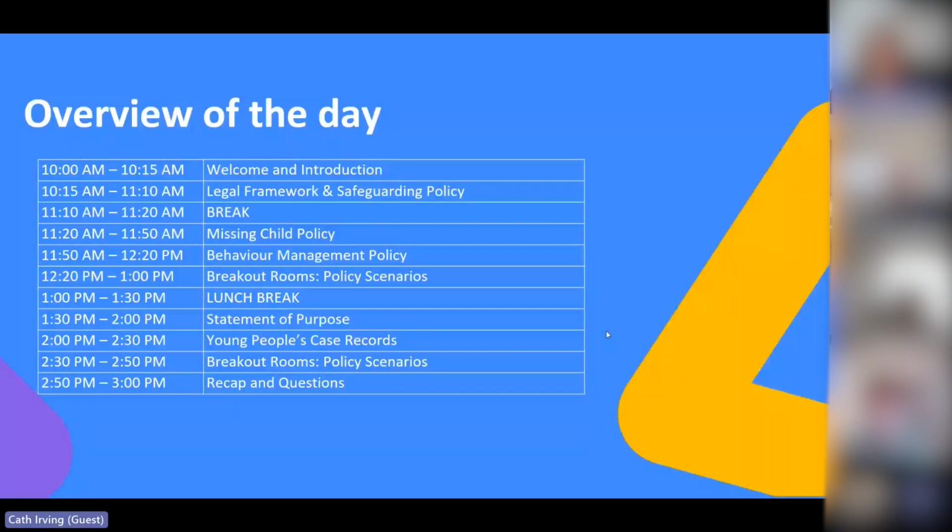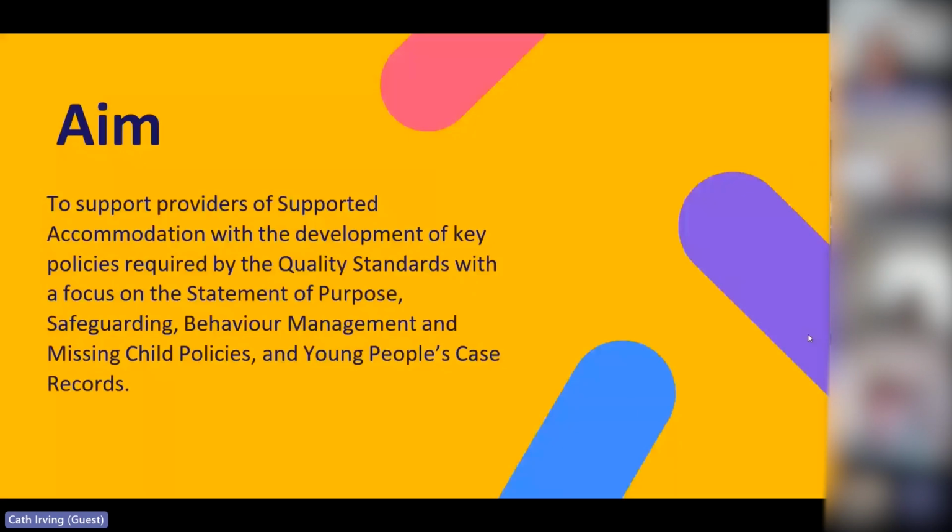So the aim of the day is to support providers of supported accommodation with the development of key policies that are required by the quality standards, and there'll be a focus on the statement of purpose, safeguarding, behaviour management and missing child's policies, and looking at young people's case records.